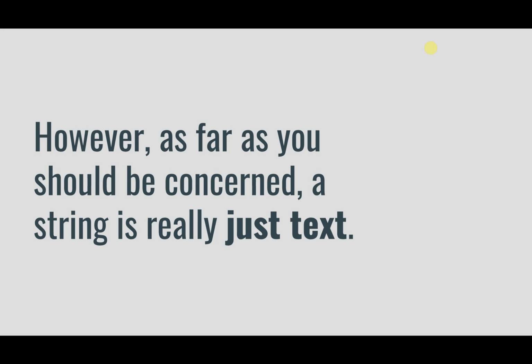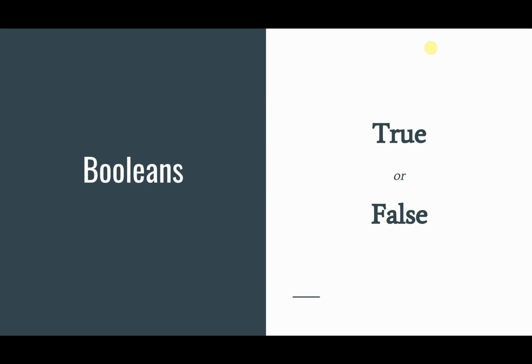So that was a little out of the scope of this course. We don't really want to focus on how the computer represents information. We want to just know how it works. So as far as you should be concerned, a string is really just text. The next primitive data type is a Boolean. A Boolean is either a true or a false value.